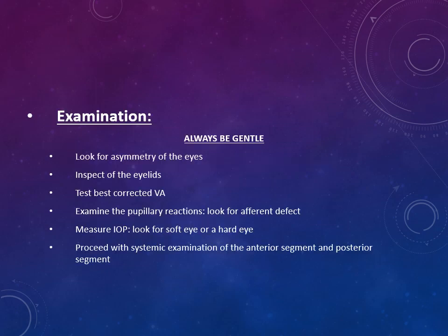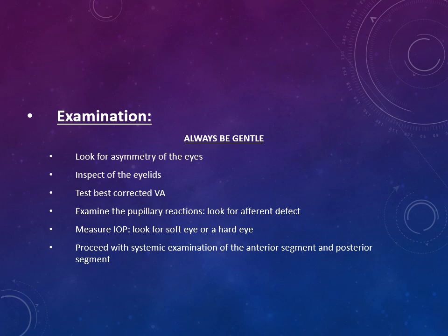الexamination القاعدة العامة لازم نكون gentle. Always be gentle assuming that there is an open globe injury. We don't want to cause more damage. So we should be gentle. We should look for asymmetry of the eyes, inspect the eyelids for any lacerations, any swelling, any foreign bodies, loss of tissues through the eyelids. We should record the best corrected visual acuity.